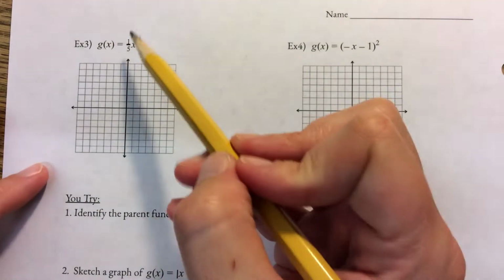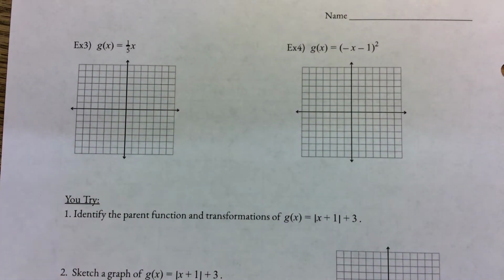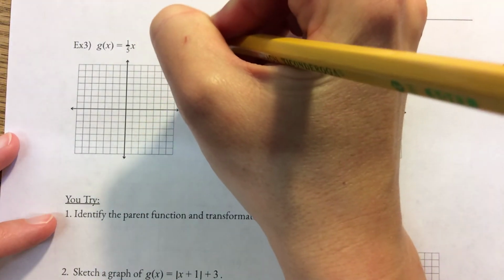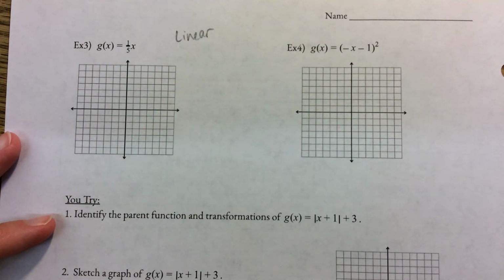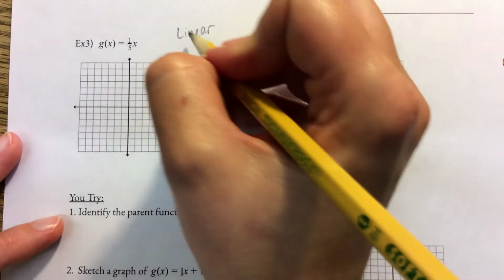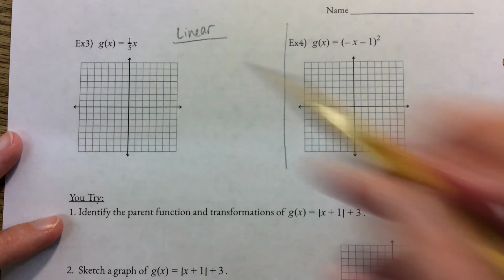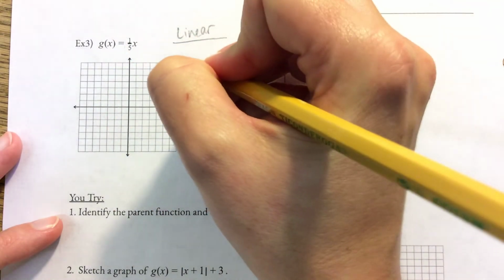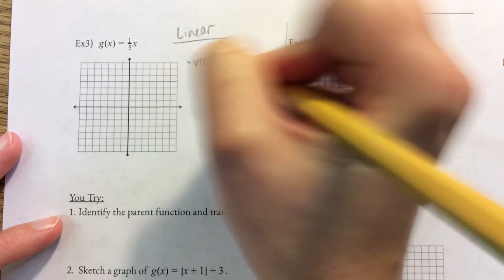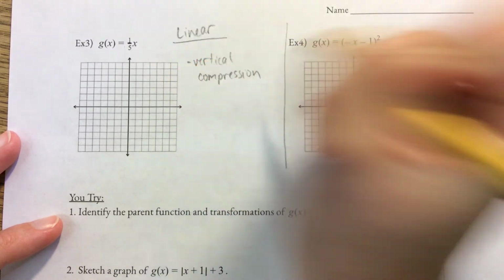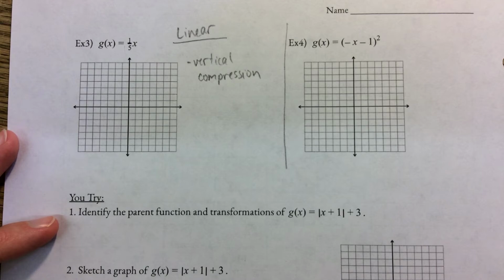So here we have 1/5 x. So if you look at your parent functions, it doesn't have the squared, it doesn't have the absolute value bars, it does have an x in it. So this would be the linear function. So what's happening with my linear function is I have a 1/5 in the front. So since I have a number being multiplied on in the front, that's a vertical compression this time because 1/5 is between 0 and 1.